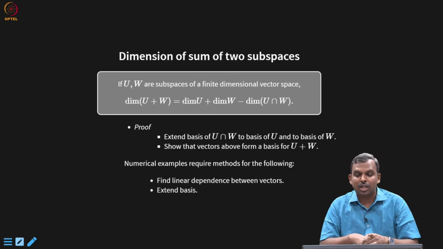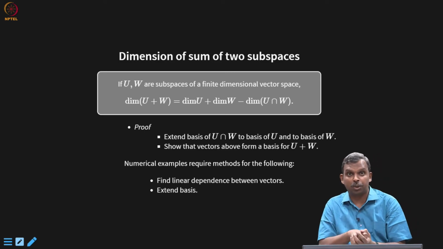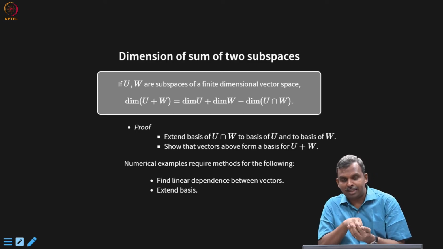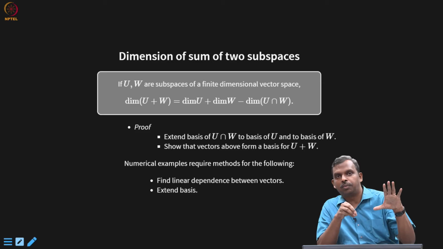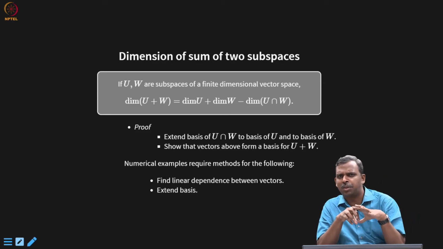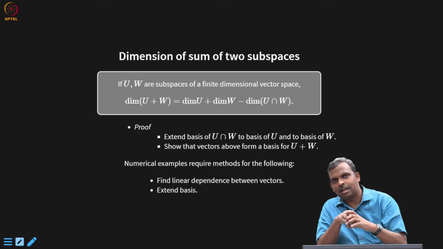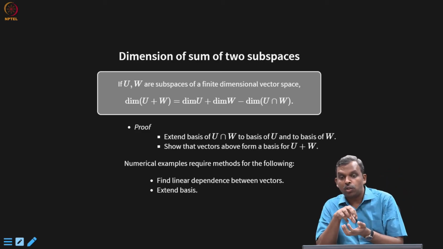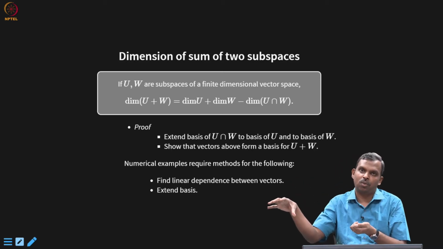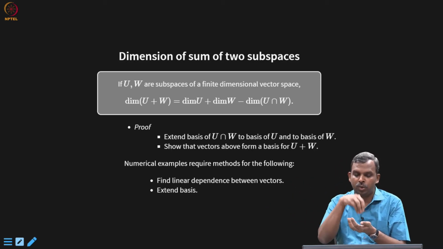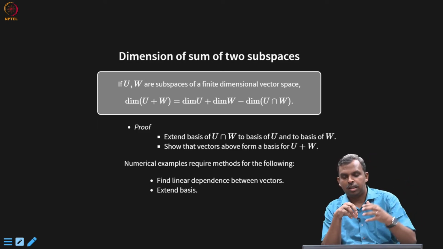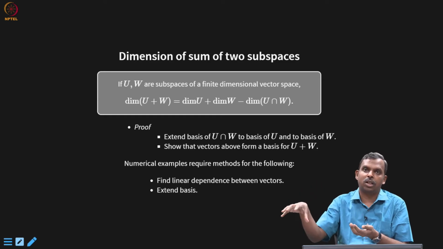So what you do is you start with the basis of U intersect W, the smallest subspace that you have. Now that basis can be extended to a basis of U. Think of U as the whole world, and then U intersect W is a subspace of U, right. So you can extend that basis to a basis of U. You can also extend that same basis to a basis of W. So now you have a basis for U intersect W, which is extended to a basis for U, which has also been extended to a basis for W, okay.